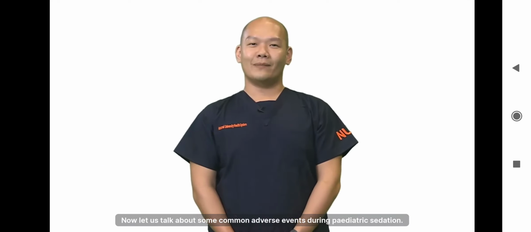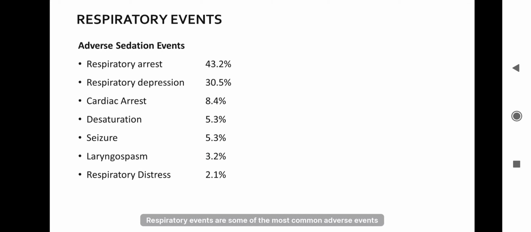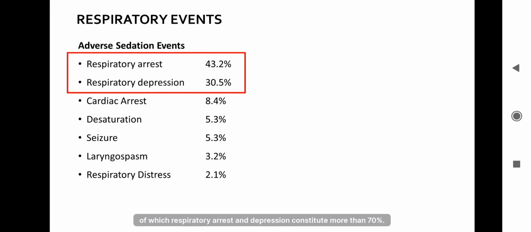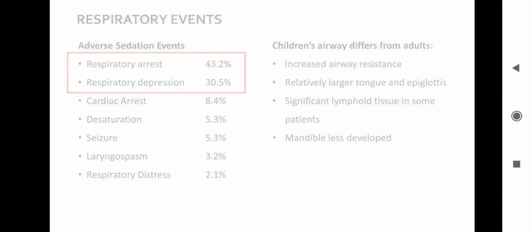Now let us talk about some common adverse events during pediatric sedation. Respiratory events are some of the most common adverse events that can occur during sedation of pediatric patients, of which respiratory arrest and depression constitutes more than 70%. This is due to differences in the airway from adults, with children having increased resistance, larger tongue and lymphoid tissues, and smaller mandibles, all resulting in a smaller airway.